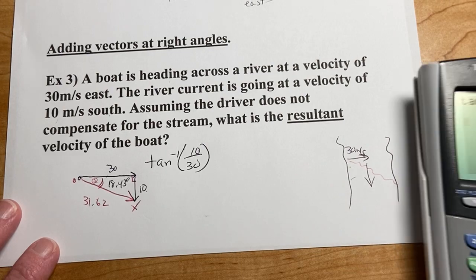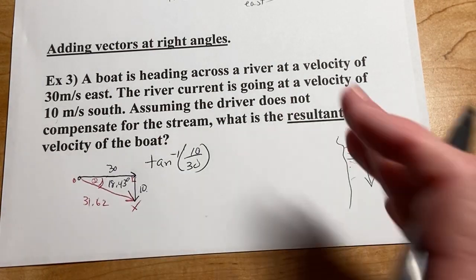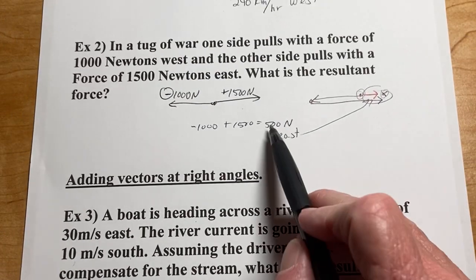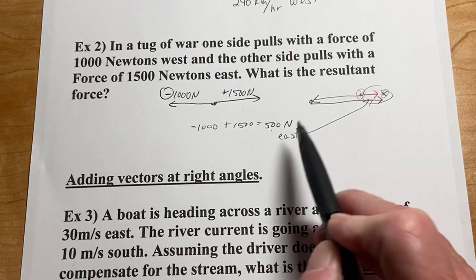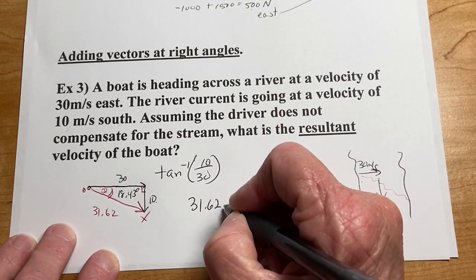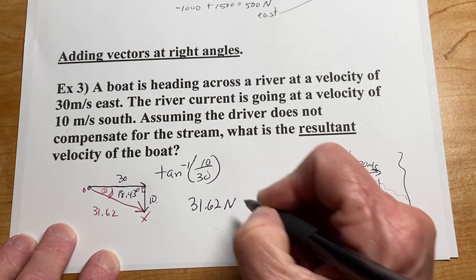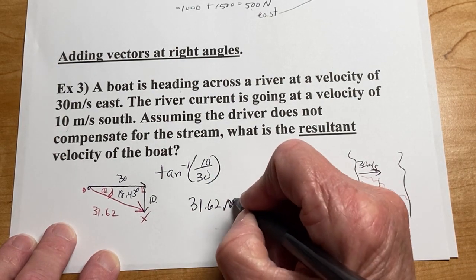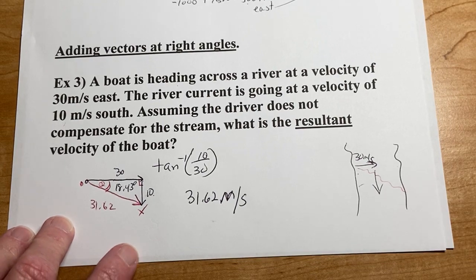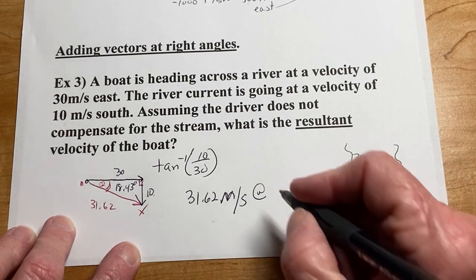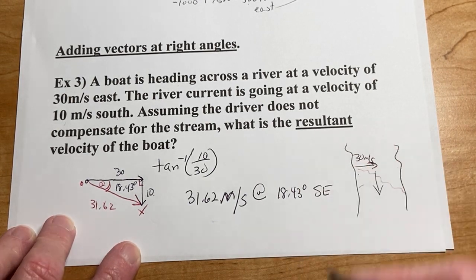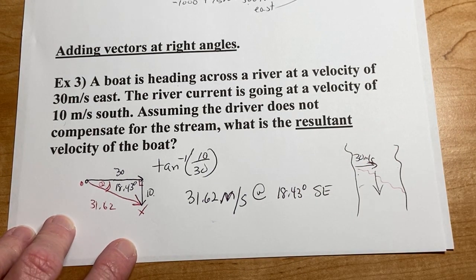All right, writing out the vector answer. You just don't leave it like this. Your final resultant, just like these up here, I had an amount, that's a magnitude, and a direction. It is 31.62 newtons. Excuse me, we're on a different problem. Meters per second. You have to give the unit from the problem. At 18.43 degrees and southeast. There.